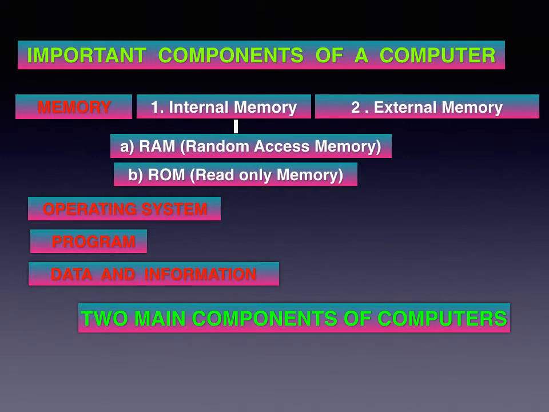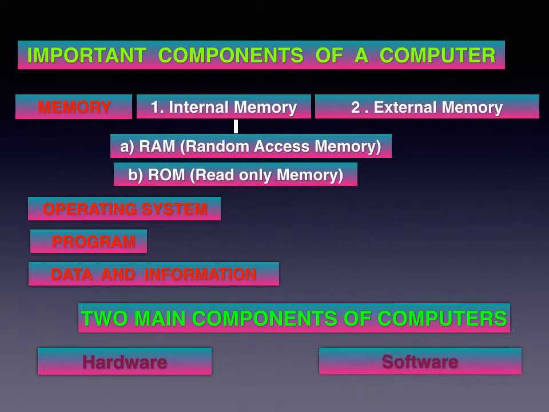Next we shall see the two main components of a computer. The first one is hardware. Hardware consists of all the electronic and mechanical parts used in computers. The second part is called software. Software refers to the commands given to the computer, information supplied to it, that is input, and the results obtained from the computer after analysis, that is output.